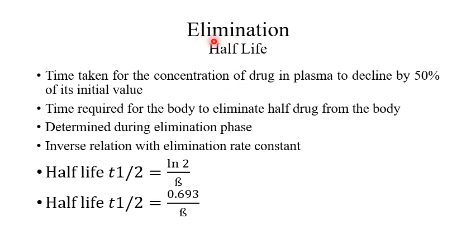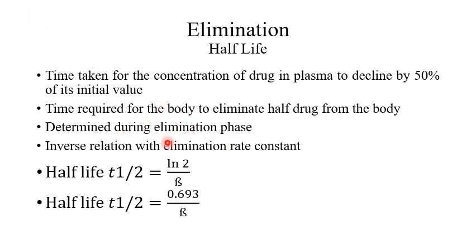So let us now discuss another pharmacokinetic parameter, elimination, and the determinant of this elimination is half-life. Let us first of all discuss the definition of half-life. It is the time taken for the concentration of drug in plasma to decline by one half or 50% of its initial value. It can also be defined as the time required for the body to eliminate half of the drug.